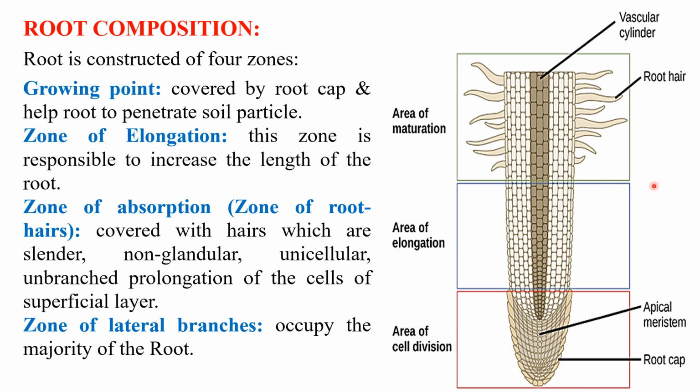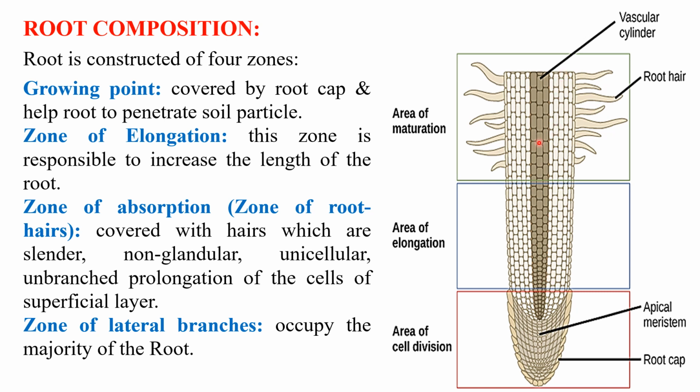The root is constructed of 4 zones, as we can see here in this photo. The first zone is called the growing point, which is covered by the root cap. It contains the active meristematic tissue, allowing for the growth and penetration through the soil. The second zone is the zone of elongation, responsible for increasing the length of the root.